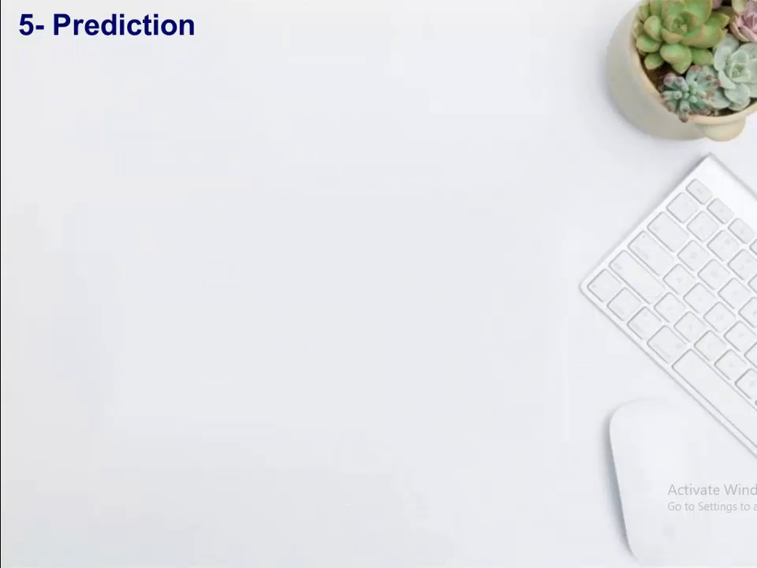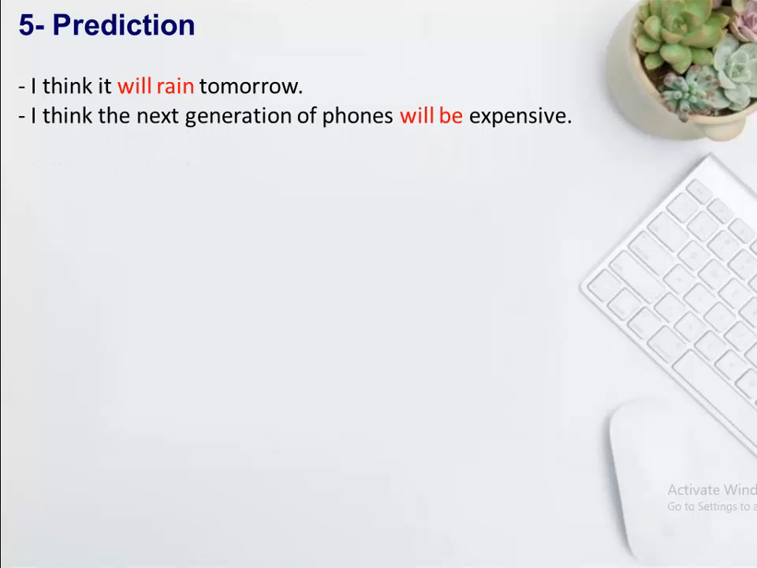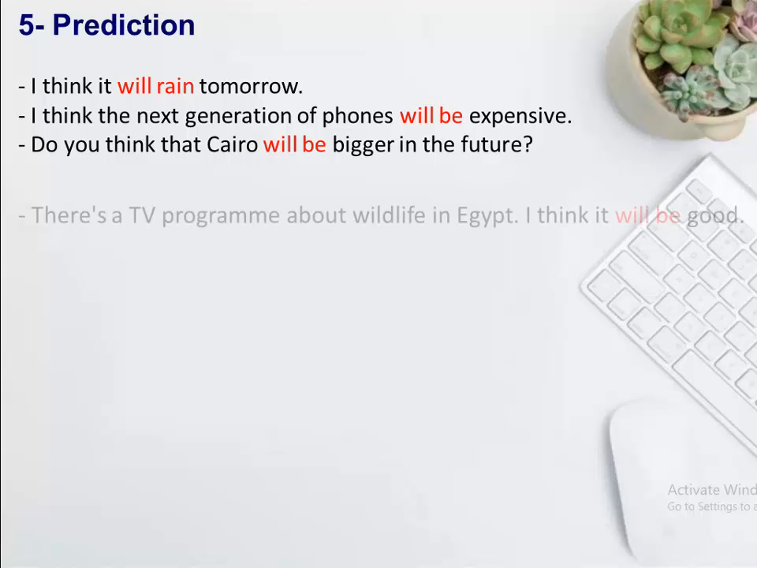Number five, prediction. We use the future with will to predict something without evidence. We don't have evidence. I think it will rain tomorrow, but I don't have evidence. I think the next generation of phones will be expensive. Do you think that Cairo will be bigger in the future?